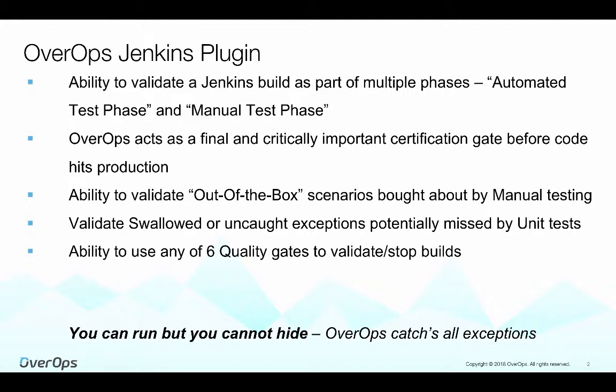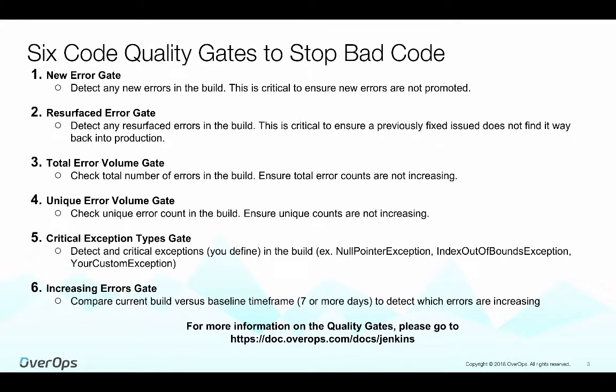As part of the manual test phase, Overopps acts as a final and critically important certification gate before the code hits production. It also gives you the ability to validate out-of-the-box scenarios that are brought about by manual testing. As part of the automated test phase, OverOps allows you to validate swallowed or uncaught exceptions that could be potentially missed by unit tests. OverOps also gives you the ability to use any of 6 quality gates.